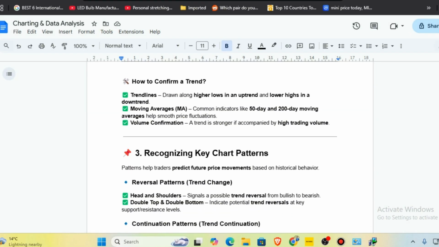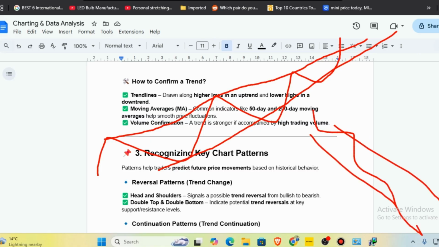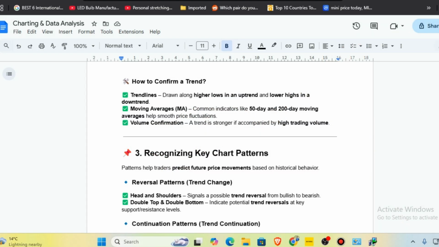So how to confirm a trend? There are multiple ways, like trend lines. First of all, draw along higher lows in an uptrend, and higher highs in a downtrend. For example, here you will draw along higher lows like this one. This will be a trend line, and for the downside, like this, you can connect the highs and lows of both, and that will be considered a trend.